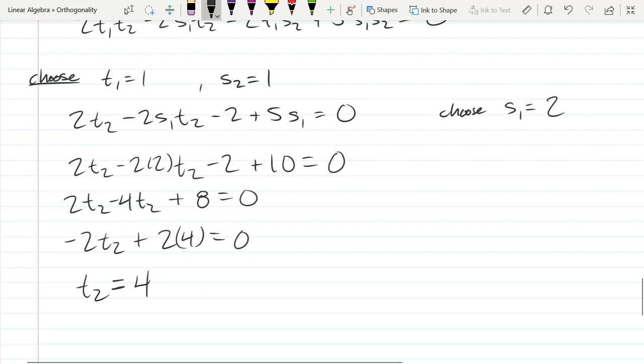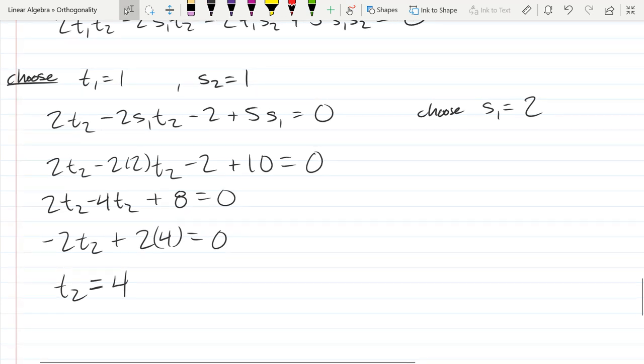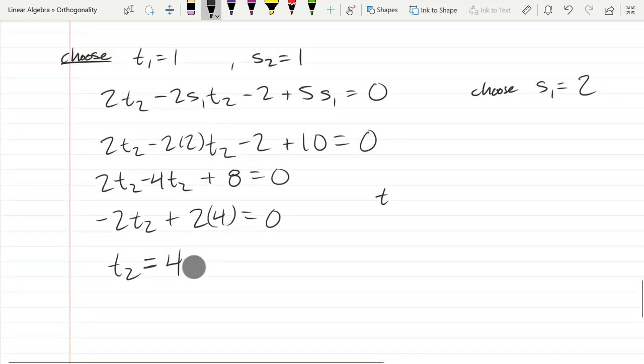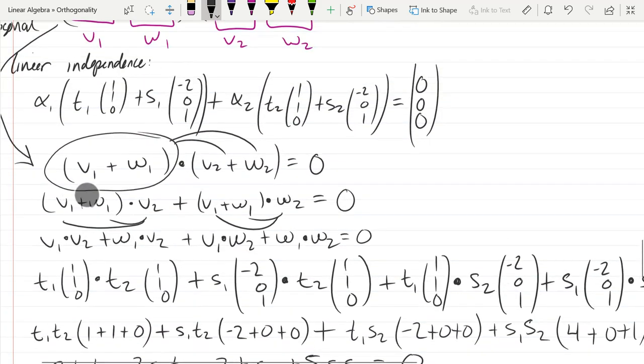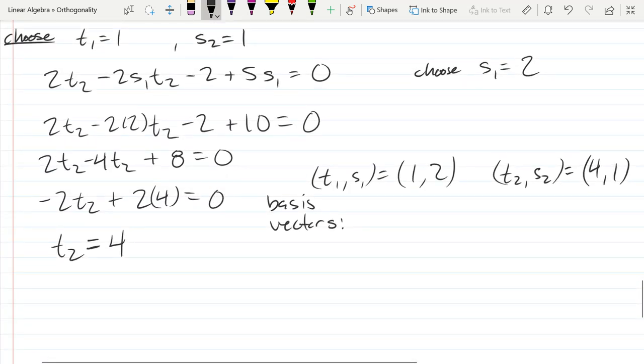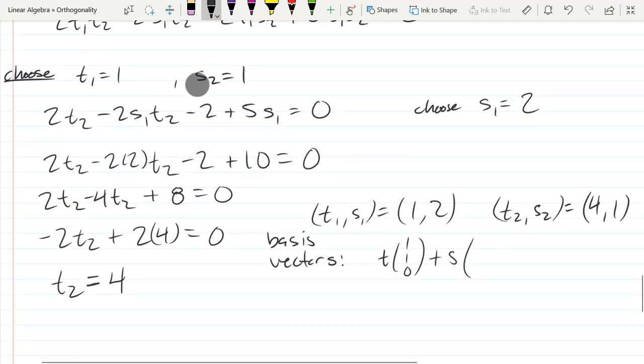So any questions about getting that right there? All right, so we have our values. So if we did T, what do we write first? T's first, S is second. So our T1, S1 will be 1, 2. And our T2, S2 is 4, 1. So our basis vectors, make sure we write these correctly, it was T times 1, 1, 0, plus S times minus 2, 0, 1.